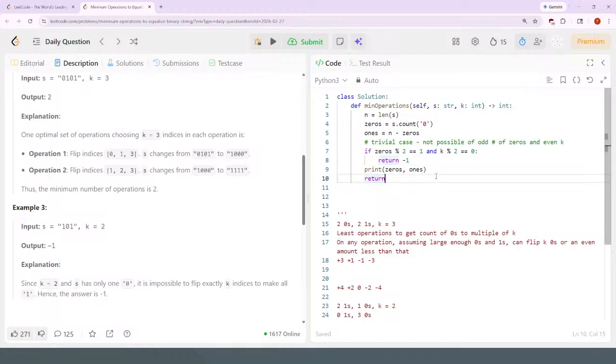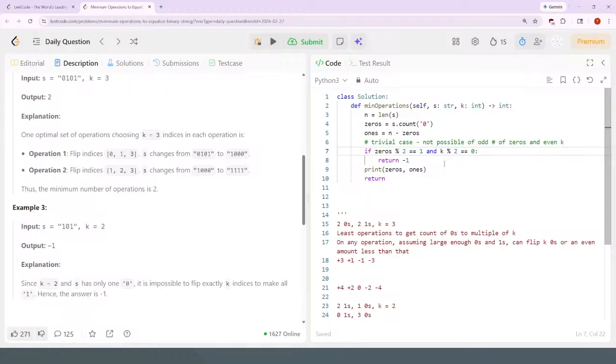For some reason I think that there might be another case that would be wrong, but if there was an even number of zeros and odd number k, the thing is you could do k twice and get an even number of zeros and an even number for k. I think even number of zeros, odd k should be fine.